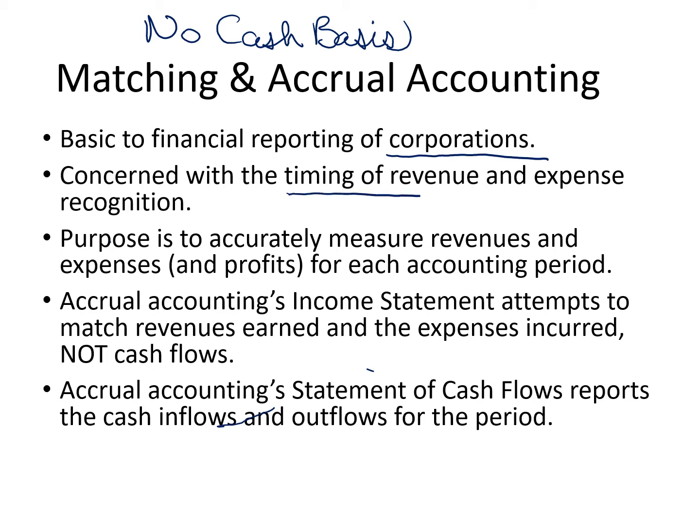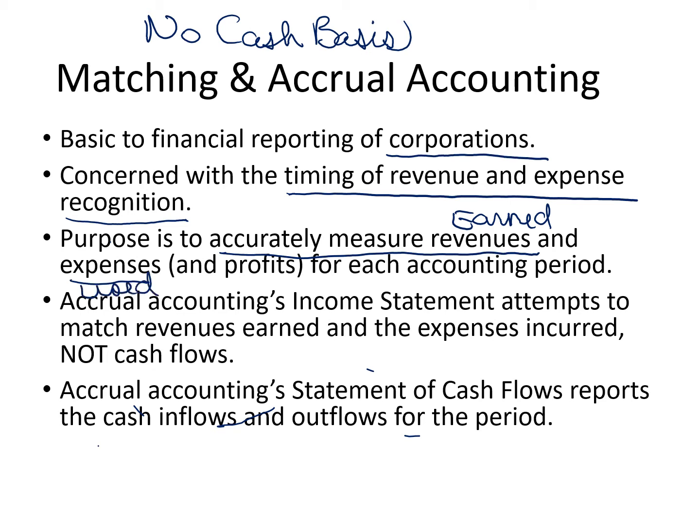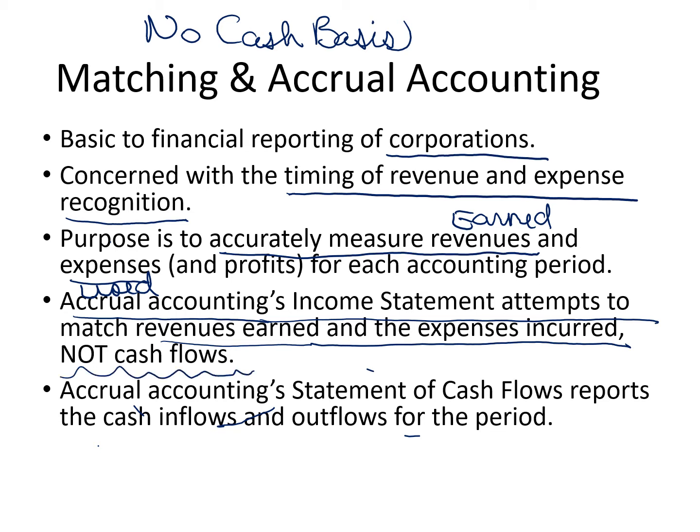They're very interested in the timing of the revenue and expense recognition, and they try to accurately measure the revenues when it's earned and the expenses when they're used, not when you pay for them. So accrual accounting income statement attempts to match the revenues earned and the expenses when they're incurred or consumed, but is not looking at the cash implications at all. There's another statement for that called the statement of cash flows.